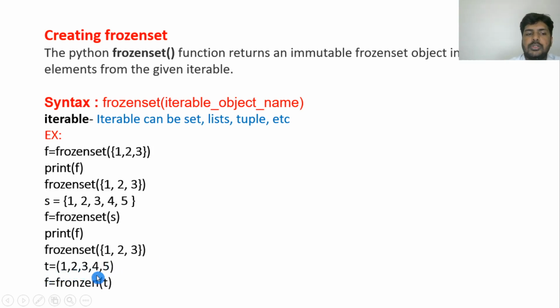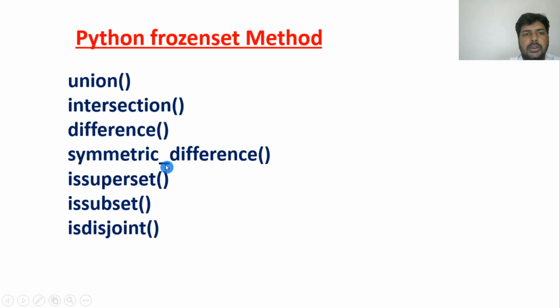Okay, so now you can see it's round brackets. I have taken a tuple, and I have again converted the tuple into the frozen set. So this is how we can convert different lists, tuples, and sets into frozen sets. Okay, so let us see what other things we have with the frozen set.